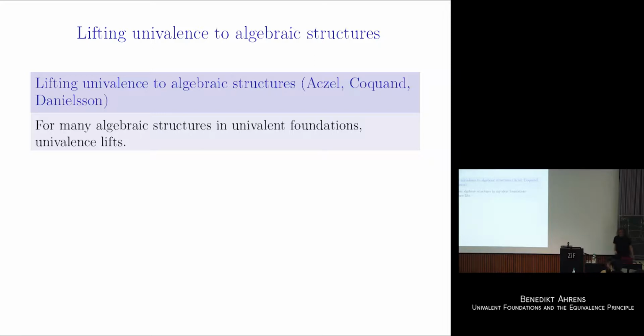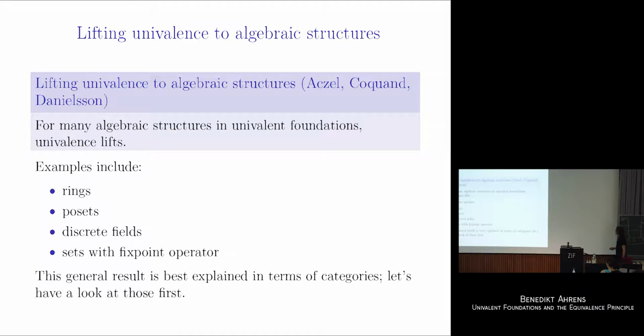The very same proof, or an analogous proof, will also go through for other algebraic structures, namely for rings, for partially ordered sets, discrete fields, sets with fixed point operators. This was first stated by Aczel and then proved in the proof assistant Agda by Coquand and Danielsson. I will explain this result, or the generalization of that result, in a second.